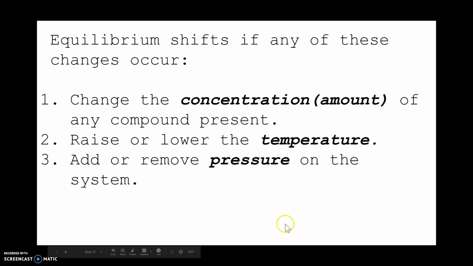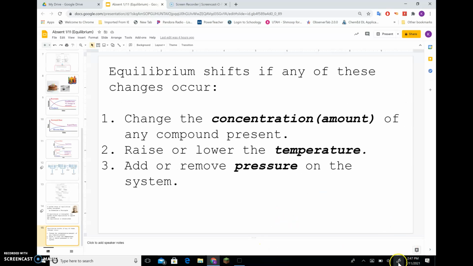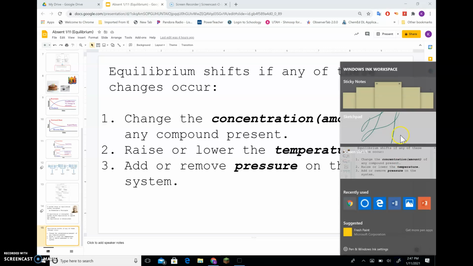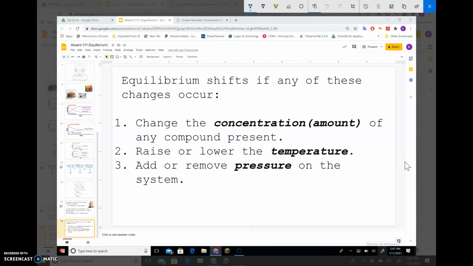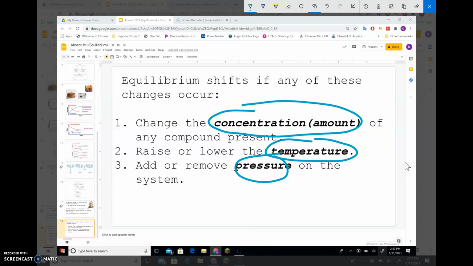Okay, then let's talk about this. Equilibrium is going to shift because of 3 things, and we've already kind of discussed this. It can change in the concentration, which is just the amount of any compound present. So that means adding or removing hydrogen. We can raise or lower the temperature, or we can add or remove pressure. So on number 2 on page 8, these things that are bolded, this is what I want you to put down on number 2: concentration, which just means amount, temperature, and of course pressure.